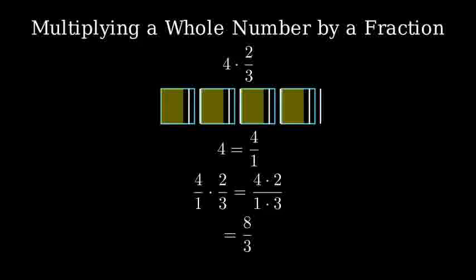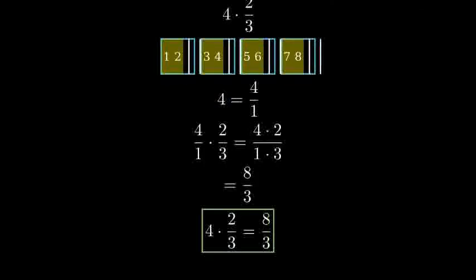Looking back at our visual representation, we can count 8 total highlighted parts, and each rectangle was divided into 3 parts. This matches our mathematical answer of 8/3. Therefore, 4 times 2/3 equals 8/3.